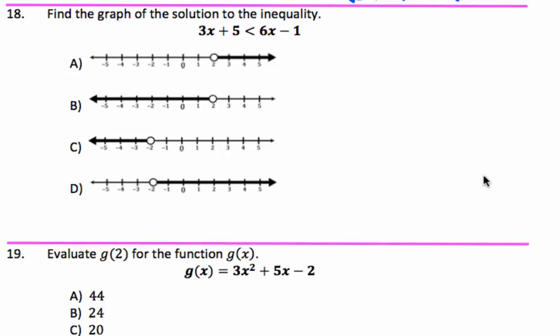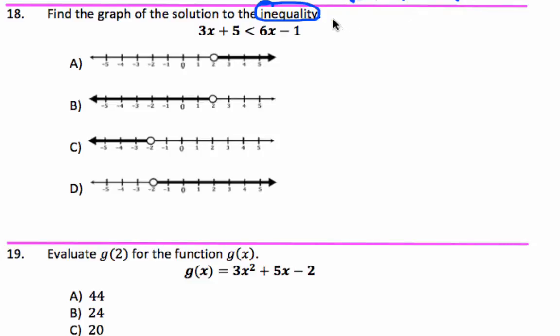Problem number 18 asks you to graph the solution of the inequality they give you. What we'll have to first do is solve the inequality. Now, an inequality is where the left side and the right side are compared by way of an unequal condition as opposed to an equation.